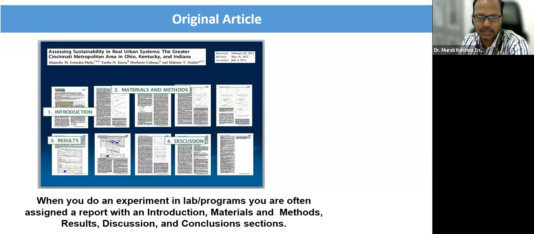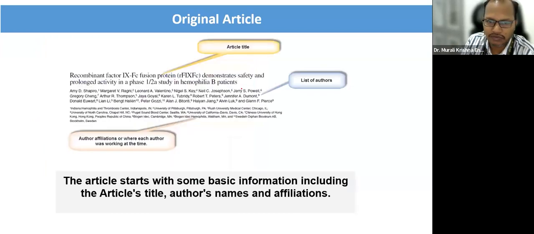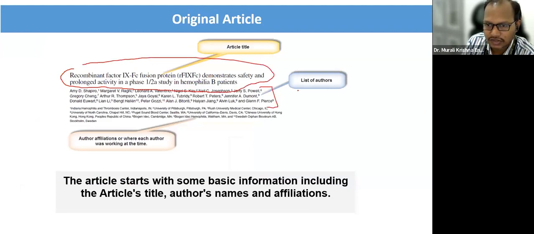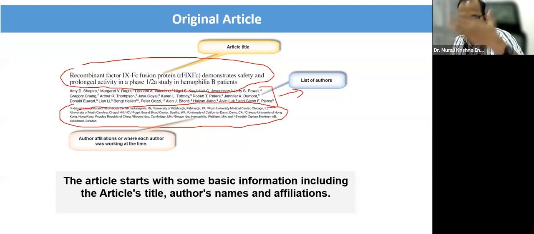If we go into more detail, the research article and original article have the same structure. For example, if we search in Google Scholar, you can see what the research article looks like. There is a title of the paper, the list of authors, and their affiliations. This is what you see immediately once you open a research article, with the names of the authors and their affiliations at the start.